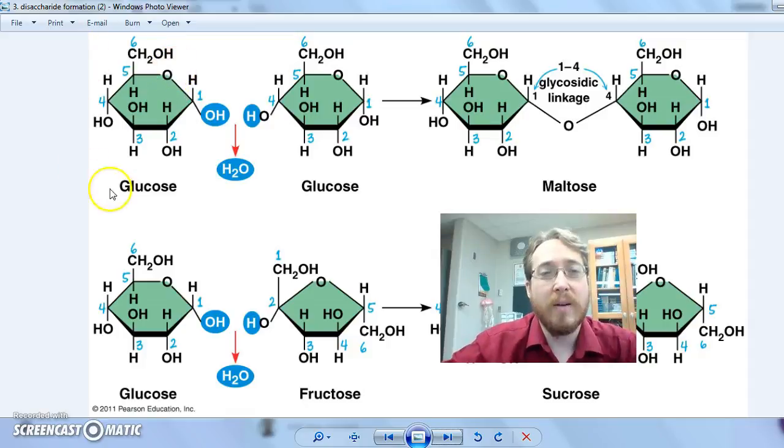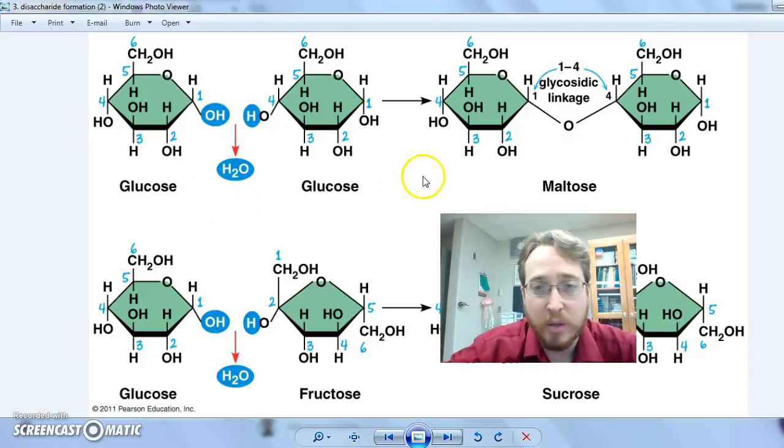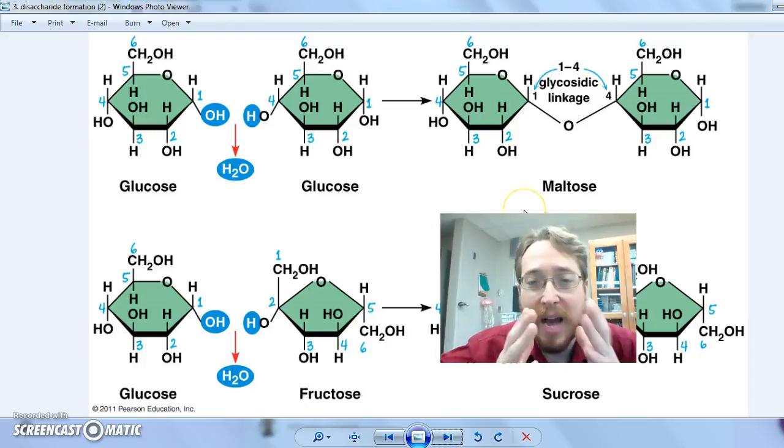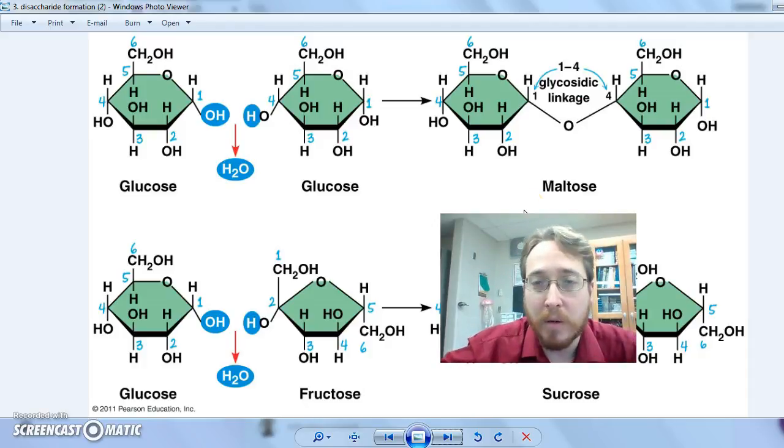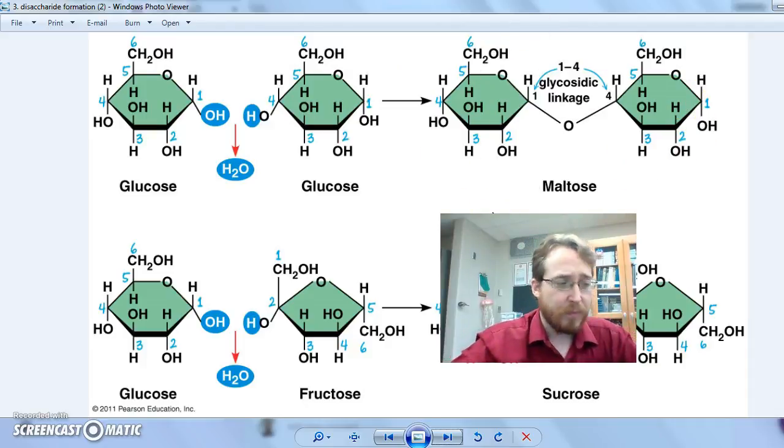Here we have two glucose molecules. These are both monosaccharides, and they are going to undergo a condensation reaction. And when they do, they're going to link to each other to create a disaccharide. This is a two-member sugar. So there's two sugars in a disaccharide. It's two monosaccharides linked together. And this one is maltose. This is a malt sugar.